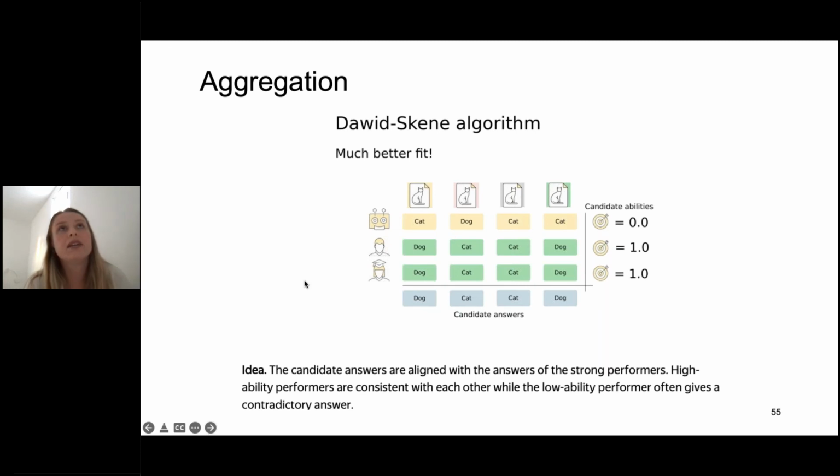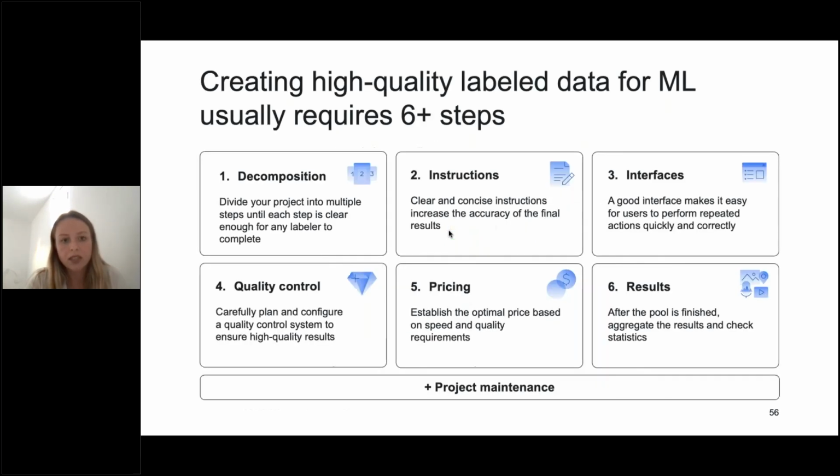So basically the idea behind this is that if someone puts random answers, they are very unlikely to coincide with another person's answers. So this is how the Dawid-Skene algorithm works, and how you could aggregate the data as well if you don't know the abilities of the performers and you don't want to use normal majority votes.